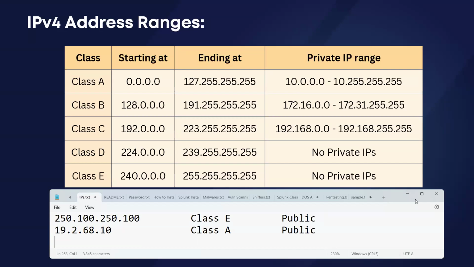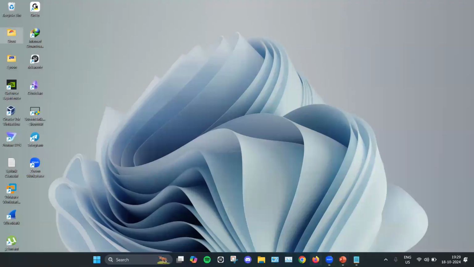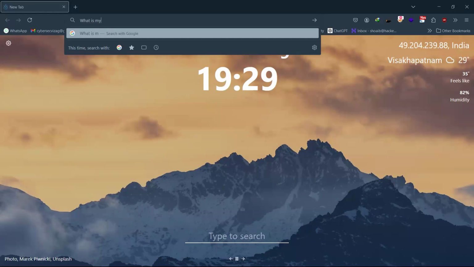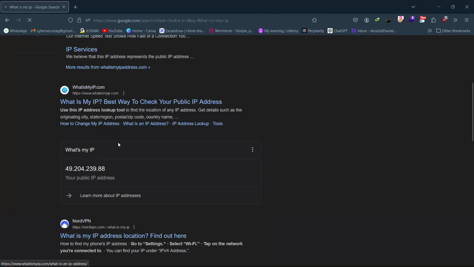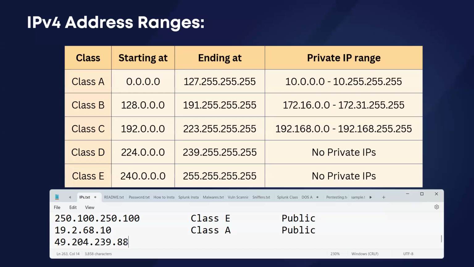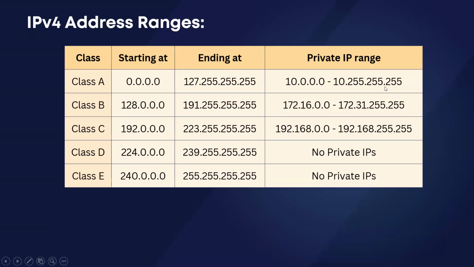Now, I've shown you how to check your public and private IP in the last class. I hope you can recall. If I had to check my public IP, how do I do that? I just go to my browser, and in my browser, I search for what is my IP. And you can notice I've got an IP here: 49.204.239.18. Looking at that IP now, can you tell me which class it is? This is class A. Perfect. And yes, it is a public IP, as it shows here as well. How can we confirm that? Because it's not falling in the private IP range from 10.0.0.0 to 10.255.255.255. It's outside the range, so therefore it's a public IP.